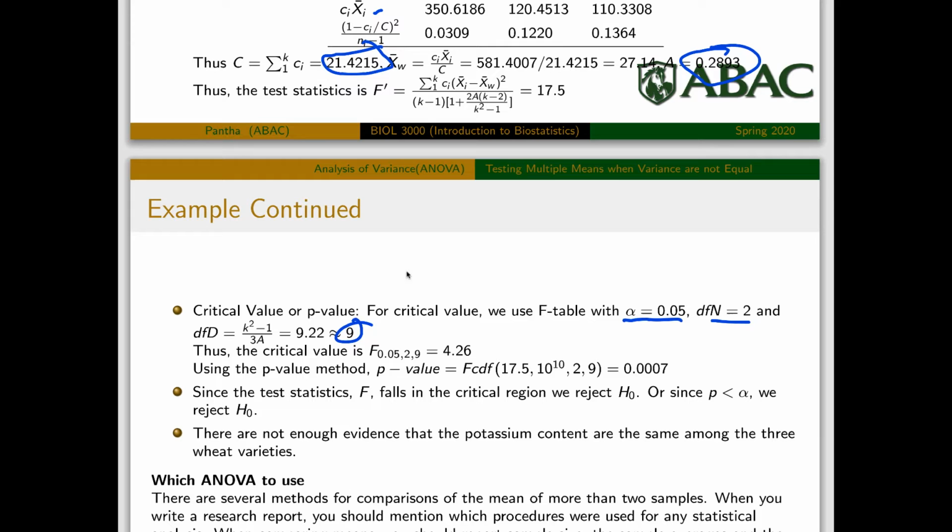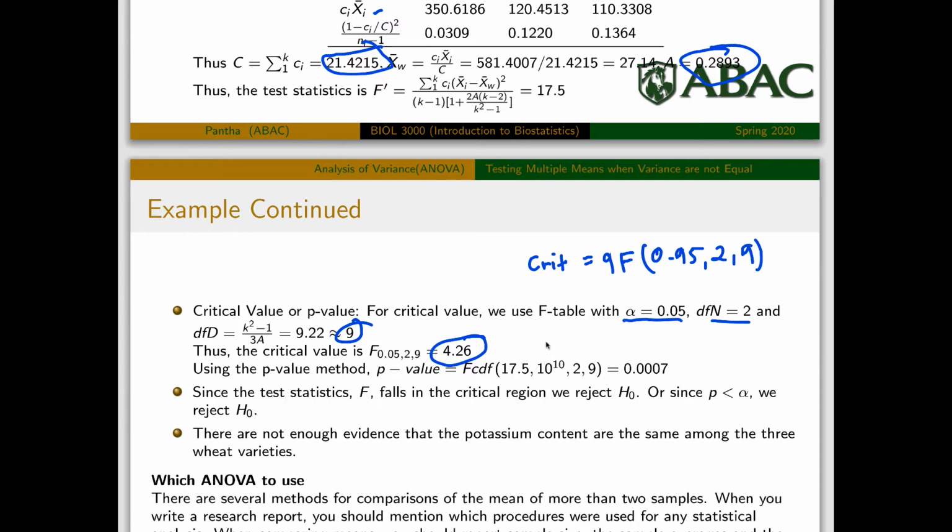Okay, the critical value or the p-value. For the critical value, we use the F table. So what is our alpha? Alpha is 0.05, right? So you can use R to find the critical value, using qf. Alpha is 0.05 on the right side, because we use a right-tail test. So what is the left area? Because for R, you need the left area. Left area is 0.95, and the degrees of freedom of the numerator is 2, and the degrees of freedom of the denominator is 9. If you do this, you will get the critical value as 4.26, right?